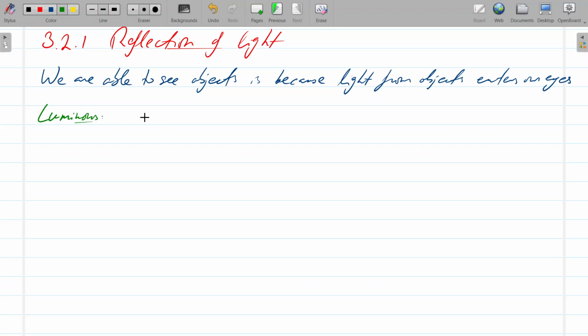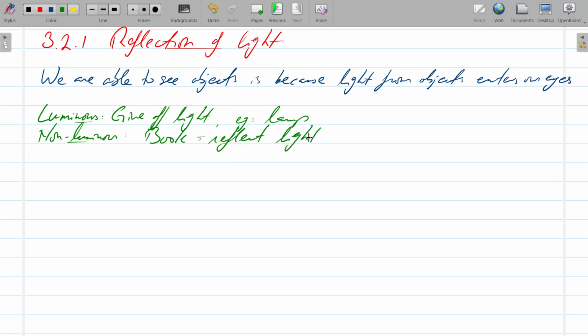luminous objects, and these are the ones that give off light. So there's a source of light, such as a lamp, a bulb in a lamp. And then you've got non-luminous objects, for example the book that's beside you, the copy that's in front of you, or the pen that you're holding, and so they are not obviously giving off light. And so what they're actually doing is reflecting light from another source.